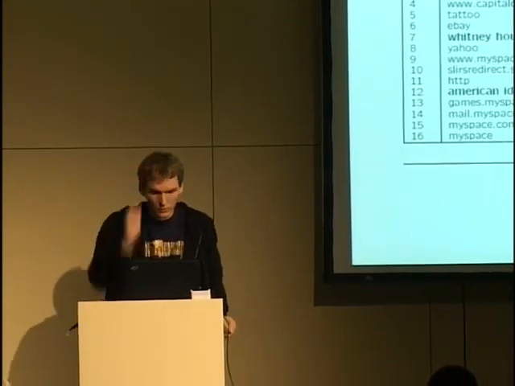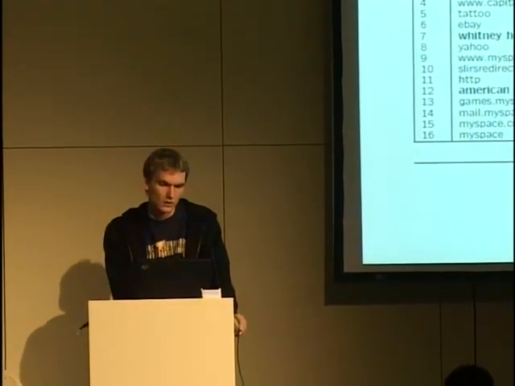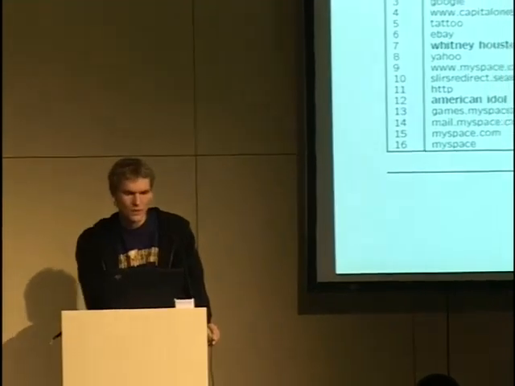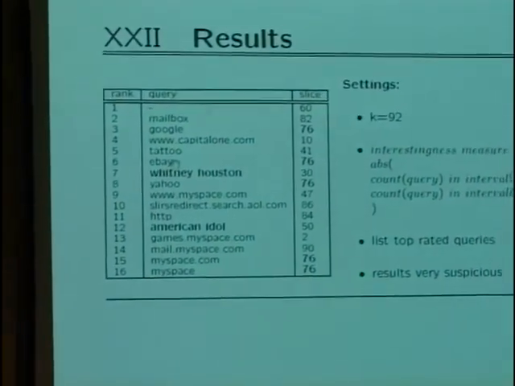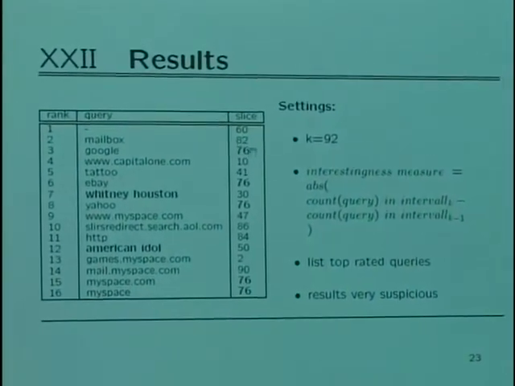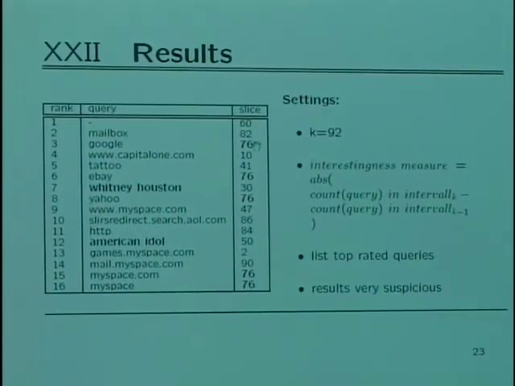These are the first results. What I did is with a k of 92, which basically means that each slice is a day. And these are the top rated queries according to this interestingness measure, which is basically the difference between the frequency in the consecutive slices. The results are quite suspicious because there are many top rated queries in the list, and the slice where the significant growth takes place is sometimes the same.